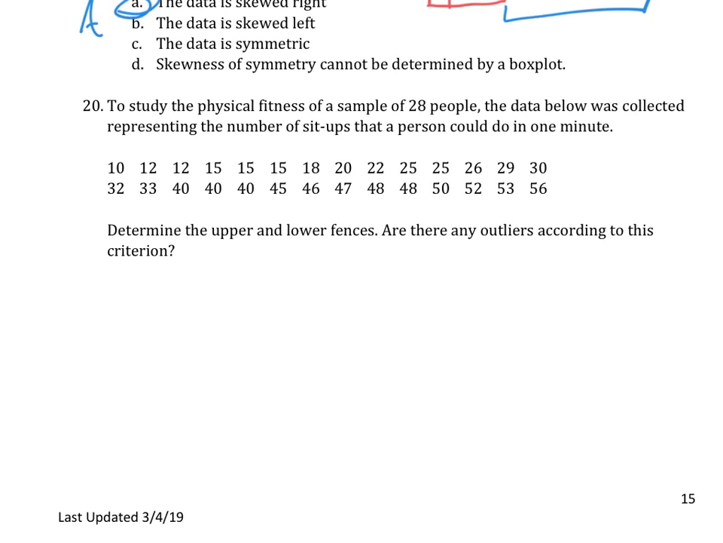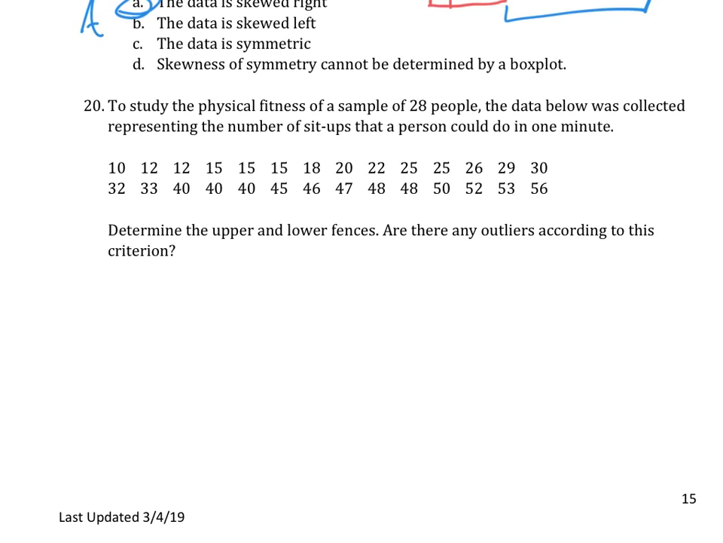And our last one, number 20, we're going to find some outliers. So we first need to know the IQR to do outliers. So you do have to type in your data into L1 so you can get your Q1 and Q3. So you go Stat, Edit, clear your L1, clear Enter, type in your data values.